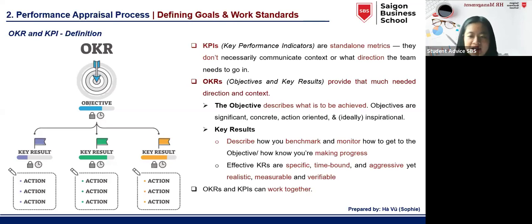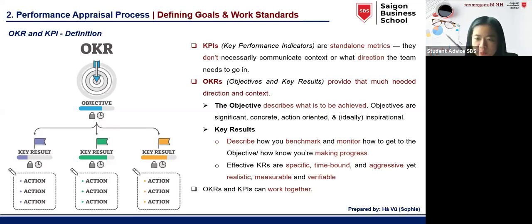So OKR, objective and key result, fill that gap by offering direction and purpose. I like to think of OKR as KPI with soul. So instead of viewing KPIs and OKRs separately, it's better to see them as complementary.